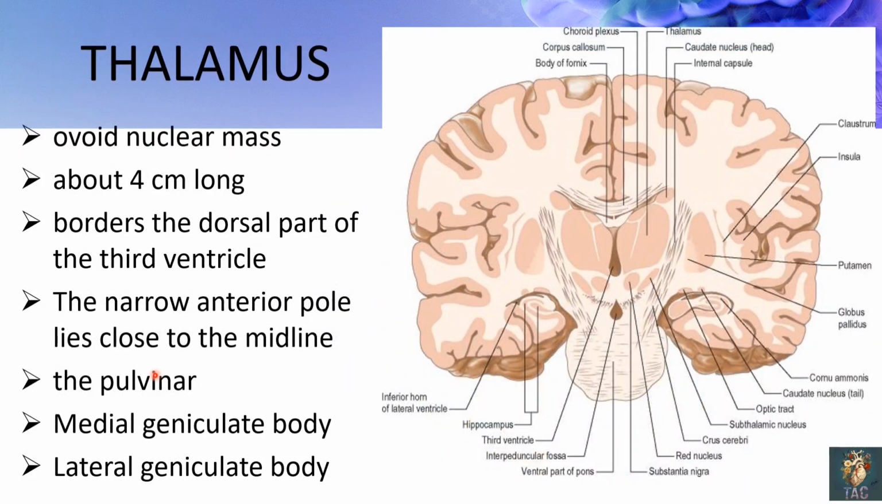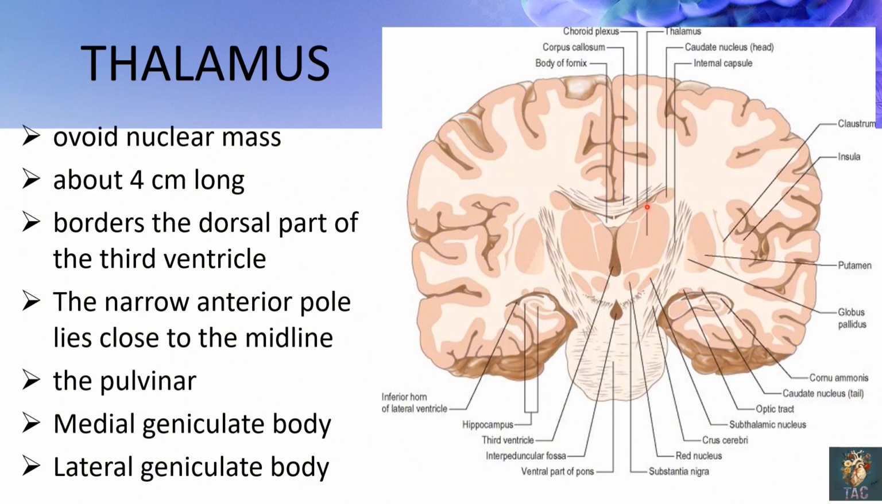So in today's class we are going to discuss the thalamus in detail. The thalami are ovoid nuclear masses about 4 centimeters long. They border the dorsal part of the third ventricle. So this is the location where the cavity of the third ventricle is present, and these are the locations where the cavities of the lateral ventricles are located. So these ovoid masses border the dorsal aspect of the third ventricle.